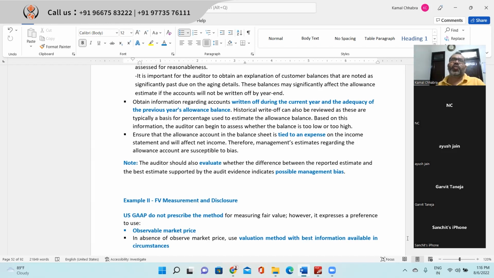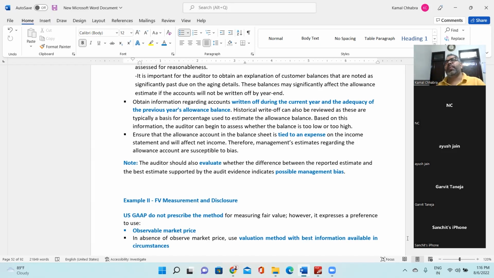For example, you have a $100 million account receivable balance. And as per accounting policy, you consider 1% of the account receivable balance as a provision for doubtful debt. That means $1 million, right? Whereas in the current year, your actual bad debt expense is $5 million. So will you be comfortable creating $1 million as a provision?